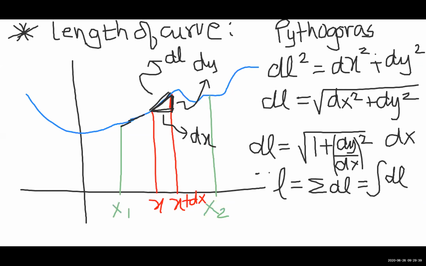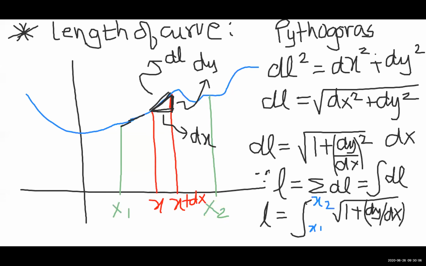So since the length of the curve is this, we get length of the curve is equal to integration from x1 to x2 of under root of 1 plus dy by dx whole square, ये whole square इसके अंदर है, dx.